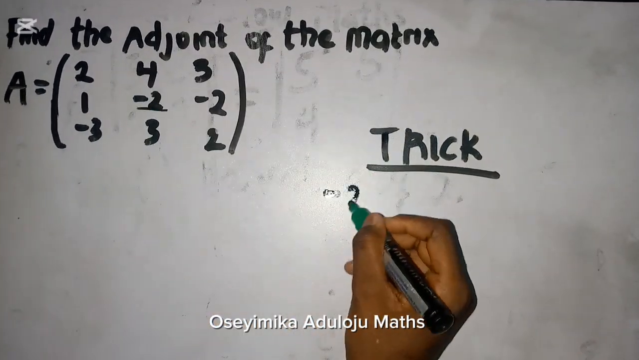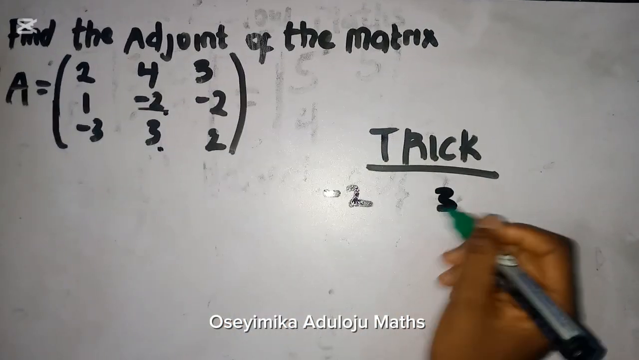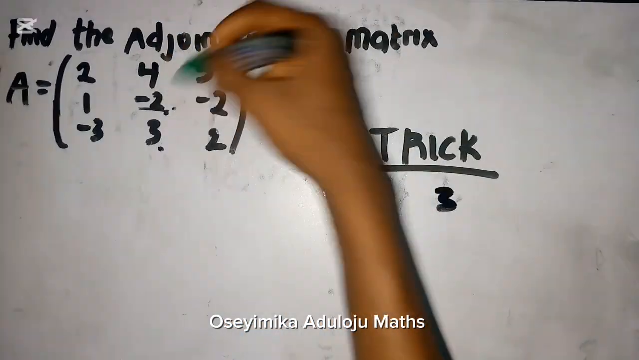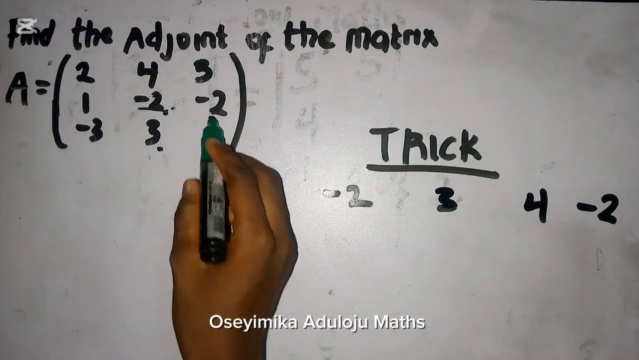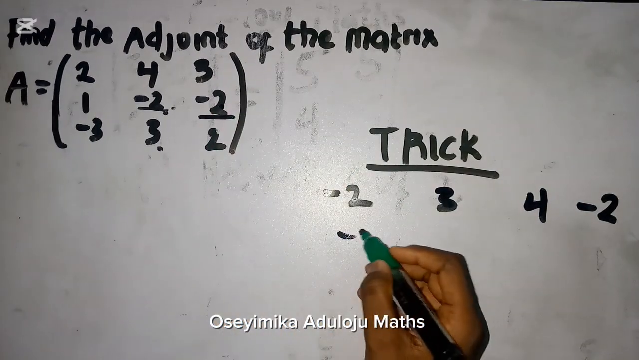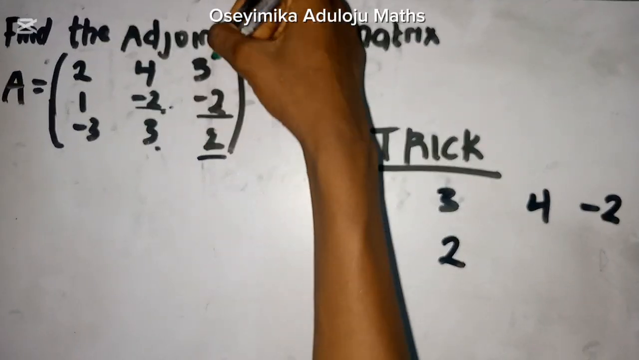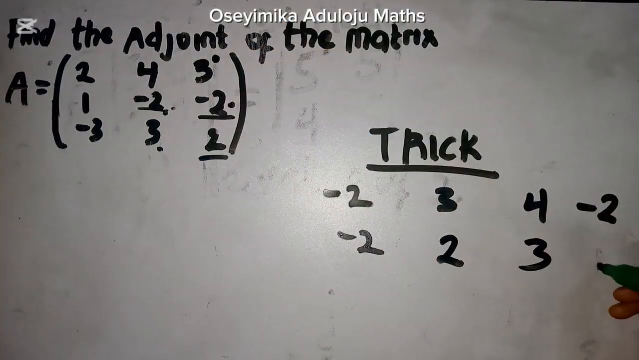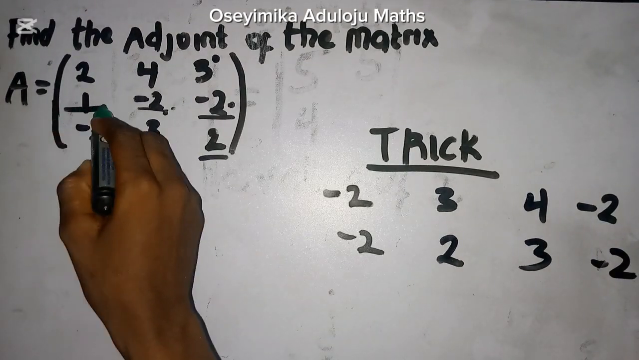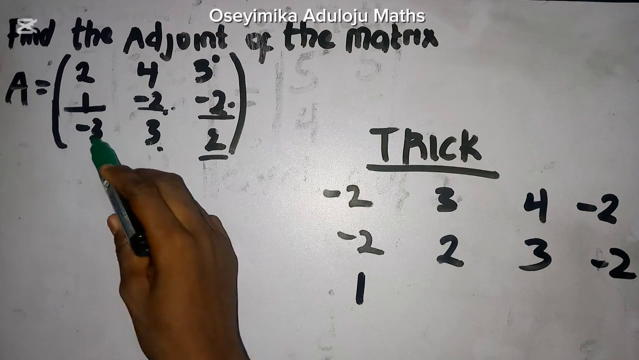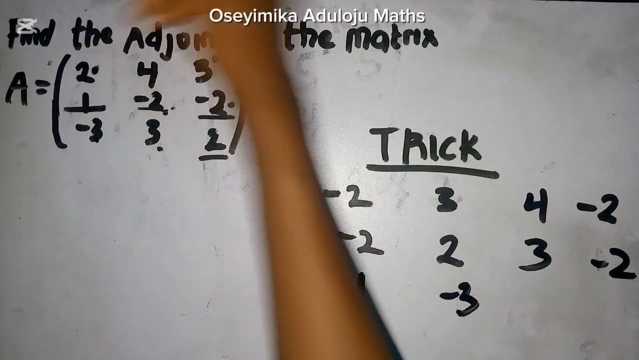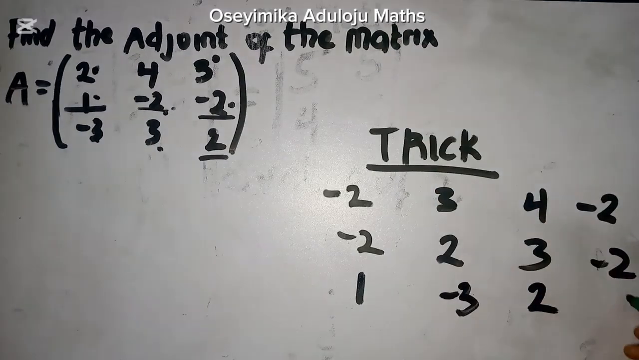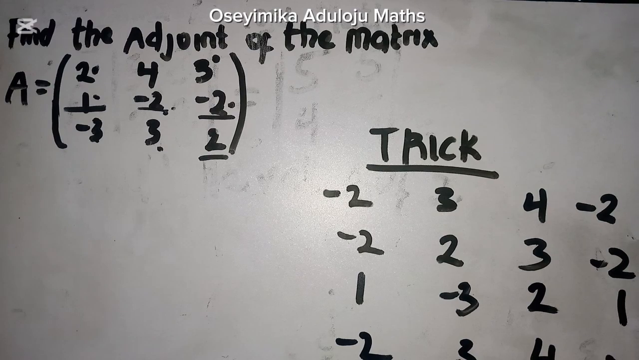Start writing minus 2, 3, then 4, 2, minus 2. So we'll come to the last number again, write minus 2, the next one 2, the next one for the top 3, then minus 2. Follow this pattern, then you come to this one, we put 1, minus 3, then 2, then 2, then the 1. Then we're going to write this upper one here down here, minus 2, 3, 4, minus 2.